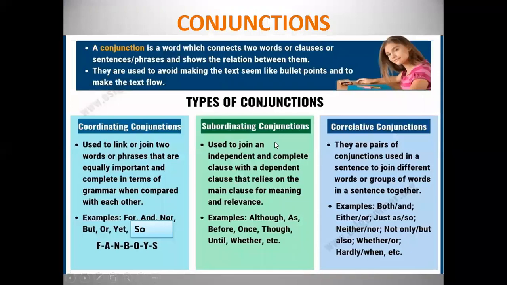Now coming to subordinating conjunctions. They are used to join an independent and complete clause with a dependent clause that relies on the main clause for meaning and relevance. Relies means depends, and relevance means closely connected. It means the first clause is independent and complete, and the second one depends on the main clause for its meaning and relation. Now, these are some subordinating conjunctions like although, as, before, once, though, until, whether, and so on.